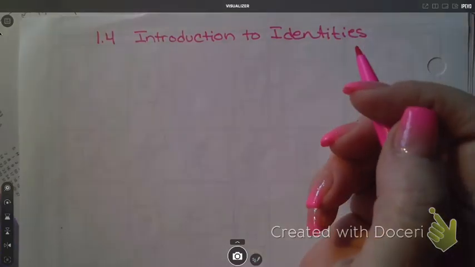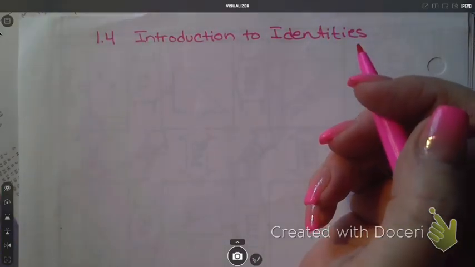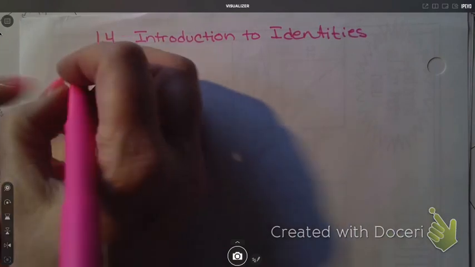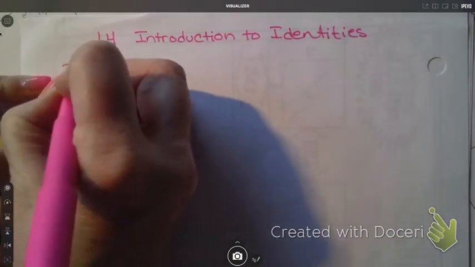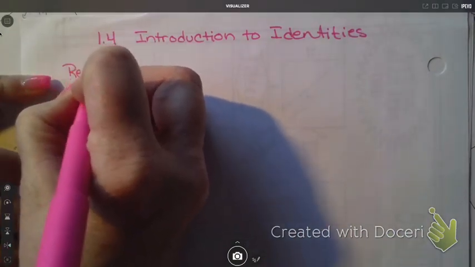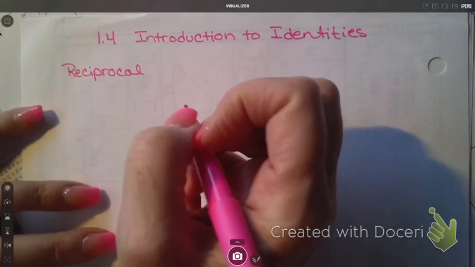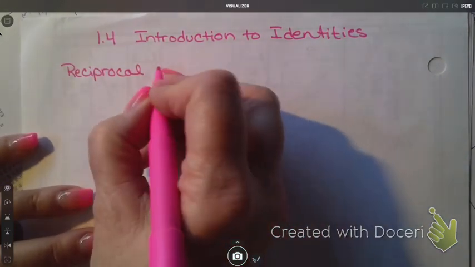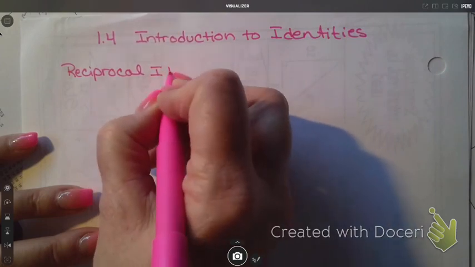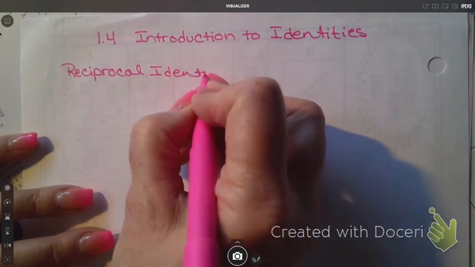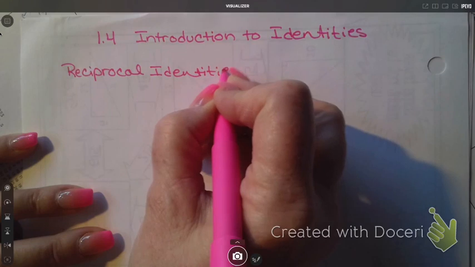Okay, so today we're going over 1-4, Introduction to Identities. We have these, and you need to know them. I don't know what to say other than you need to know them. Okay, we already do know them. You didn't know they were identities, actually. And there's only 2 that you're going to learn new.